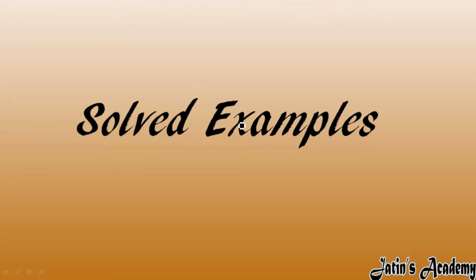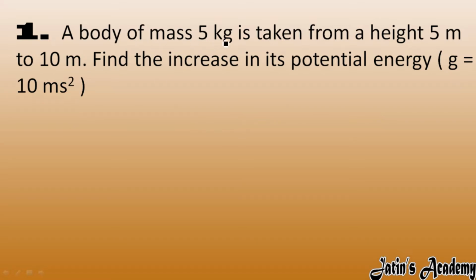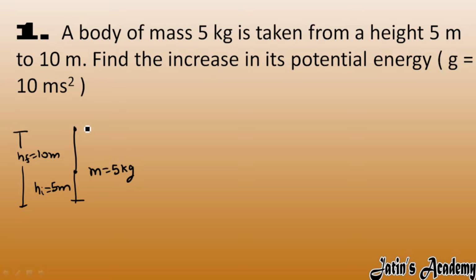So the first example: a body of mass 5 kg is taken from a height of 5 meter to 10 meter. Find the increase in its potential energy if g is given as 10 meter per second square. Means a body whose mass is 5 kg is initially at a height of 5 meter. Now this body is taken from 5 meter to 10 meter height. So the final height we got is 10 meter from the ground. So this body we have taken from point A to point B.